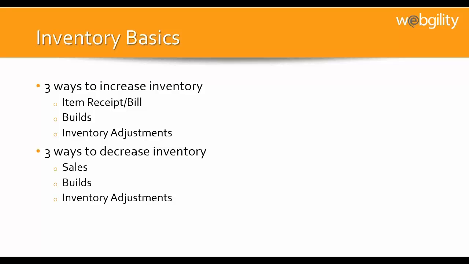Item receipts or bills are how you record new inventory entering your warehouse. Sales transactions, like invoices and sales receipts, are how inventory leaves your warehouse. A bill transaction will increase the inventory of your finished good while decreasing the inventory of the raw materials that make up that finished good. Inventory adjustments are used sparingly for shrinkage due to damaged goods, theft, or spoilage.